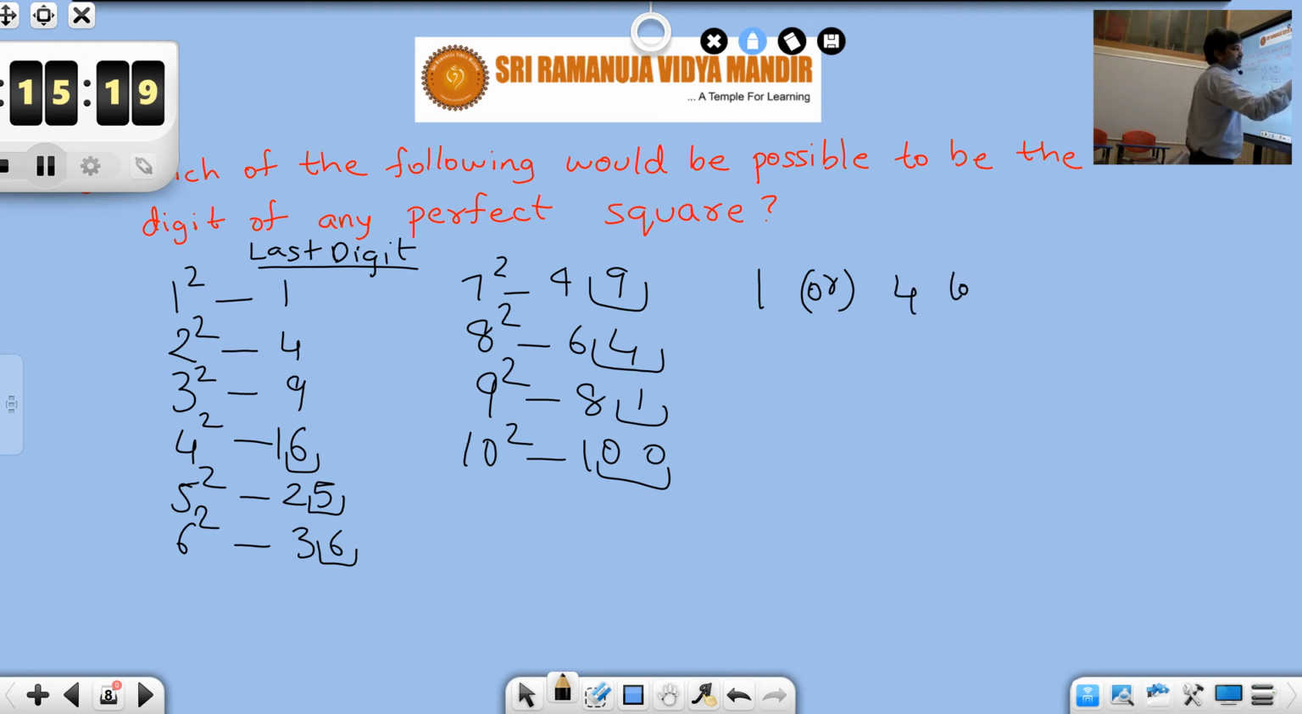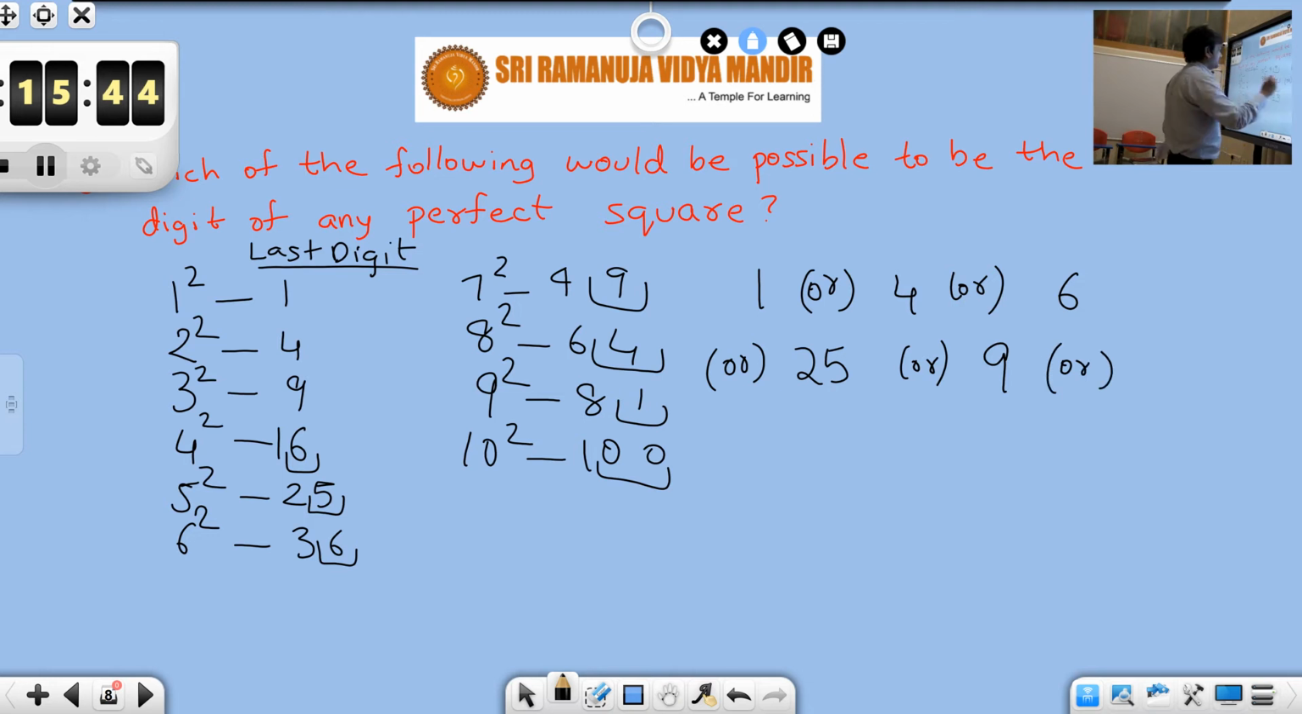4 or 6, or if a number ends in 5, its square would end in 25. For 6 square, 36, again 6, it is repeated. For 7 square 49, or 9. For 8 square 64, for 9 square 81. And if a number ends in 0, if there is 1 zero, in the square we will be getting 2 zeros. So for every 1 zero in the number, we will be getting 2 zeros in the square.